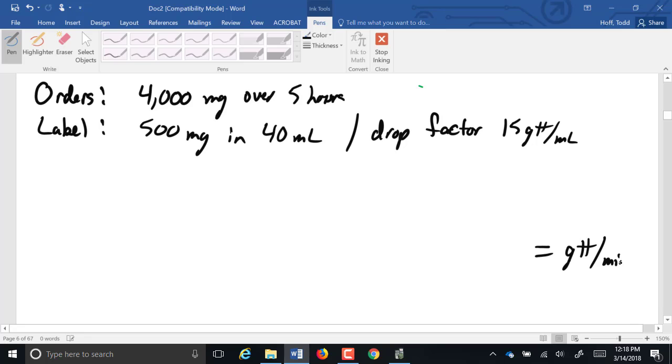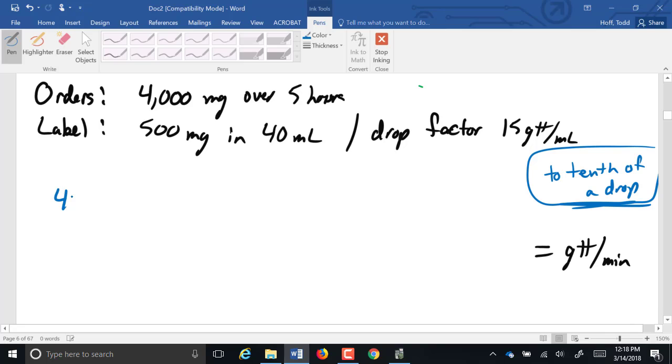in drops per minute. Now, when we're talking about drops per minute, it all depends on what mechanism we're using. If you have some of the modern electronic infusers, you would round to the nearest tenth of a drop. If you have some of the older manual infusers, you have to go just to the nearest drop. We're going to assume that we have an electronic infuser for now. So we're going to round to the nearest tenth of a drop. So we're going to start with that doctor's order. 4,000 milligrams over 5 hours.